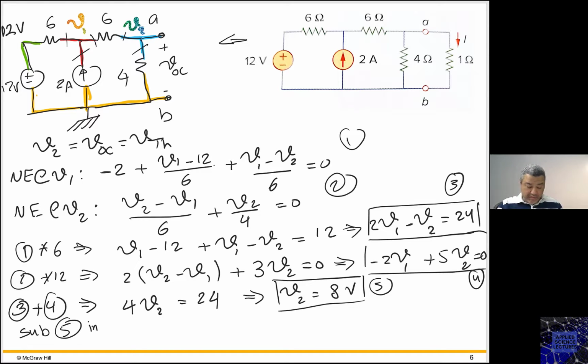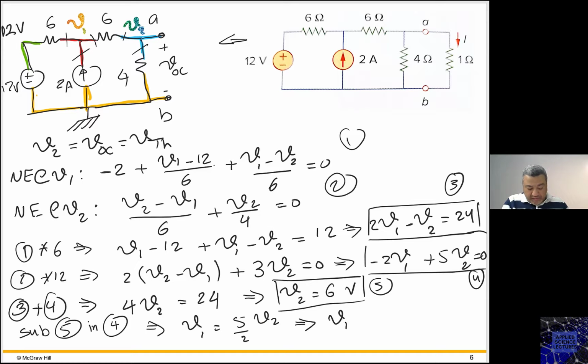Sir? Yes. I thought 24 divided by 4 was 6. I'm sorry, my mistake. I'm talking to you and working at the same time. Okay, 6. Yeah. Okay, so substituting 5 and 4 is going to result in, I need to calculate V1. Then I have here V1 equals 5 V2 divided by 2.